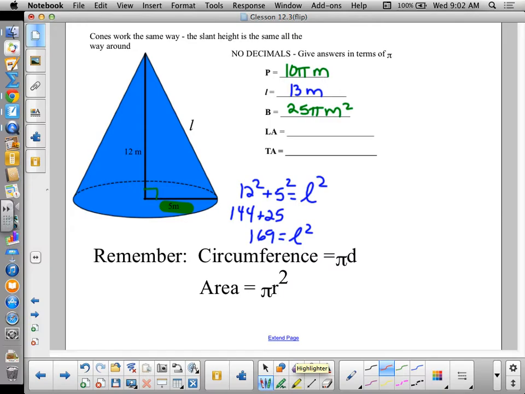Once I found that slant height, again, we use our formula. Lateral area is perimeter of the base times slant height divided by 2. So 10 pi times 13 divided by 2 will be 65 pi square meters. 130 pi divided by 2, 65 pi. The total area is going to be the lateral area plus the base area, so we simply add these two. 25 pi and 65 pi gives me 90 pi meters squared for my total surface area. So again, not a whole lot of new formulas, a couple of them, but the big thing is we do have to solve for that slant height.